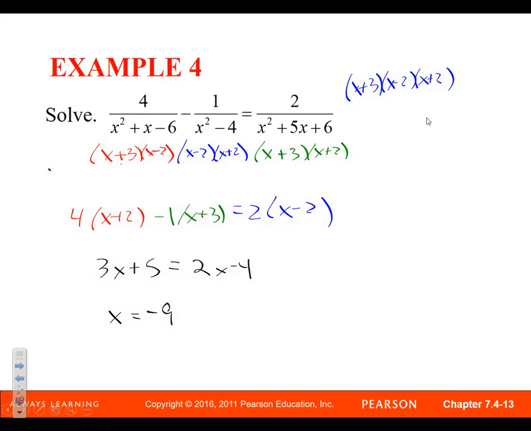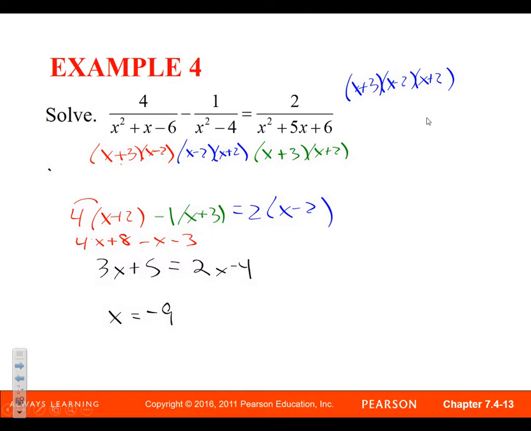Well, this is 8x plus 8, right? 4x. Ah, JK. That's 4x plus 8, right? That's going to be minus x minus 3. I love it. You guys are so good.